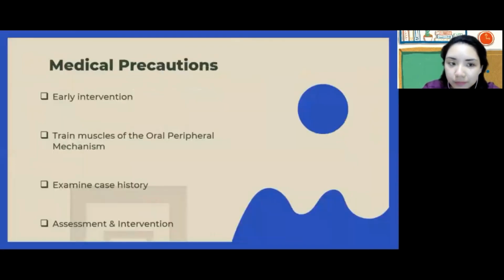therapy. Here, the first one is to have early intervention. It's very important, guys, that you do therapy as early as possible, not just for those with CP, but for all conditions, whether pediatric or adult. Early intervention is to prevent further complications regarding the child's speech and or language functioning.